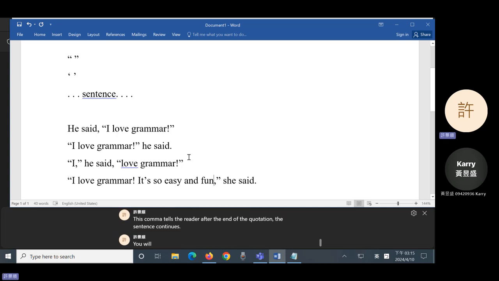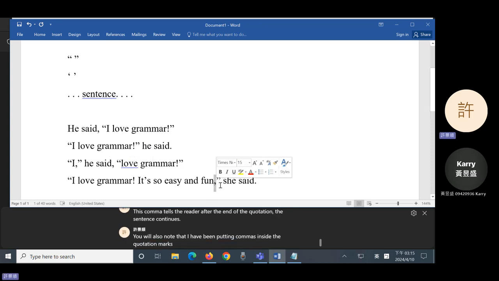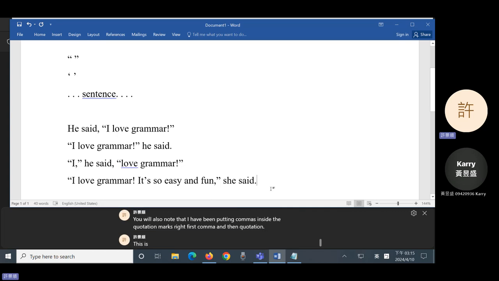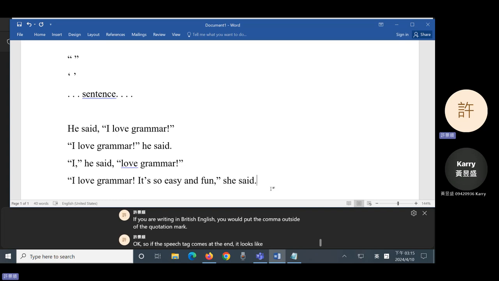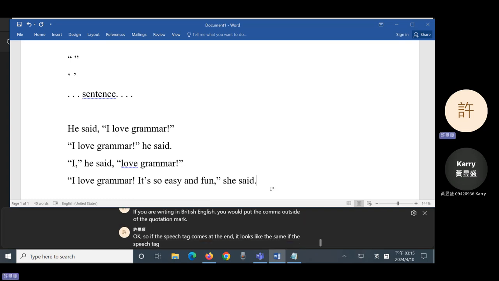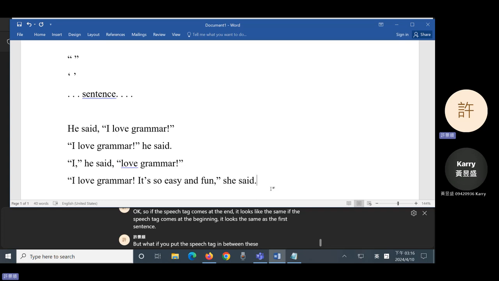You will also note that I have been putting commas inside the quotation marks, right? First comma and then quotation. This is American English. If you are writing in British English, you would put the comma outside of the quotation mark. Okay, so if the speech tag comes at the end, it looks like the same. If the speech tag comes at the beginning, it looks the same as the first sentence. But what if you put the speech tag in between these two complete sentences?